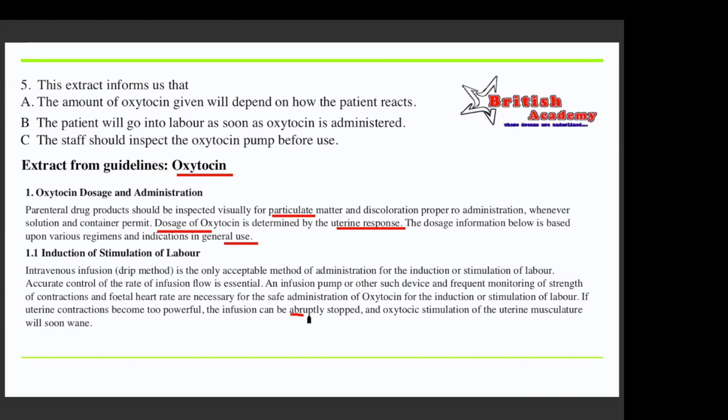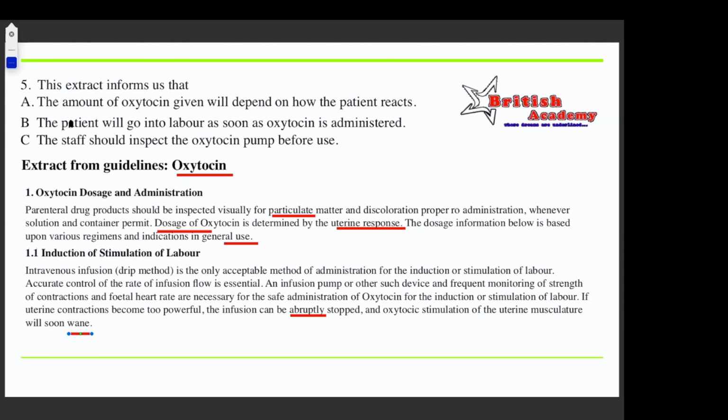Abruptly means immediately. When you see such words, if you don't know the meaning, write the meaning and formulate sentences using these words. Abruptly stopped, an oxytocic stimulation of the uterine musculature soon will wane. Wane means weaker or stopped, or it will fade away. That is the meaning of wane.